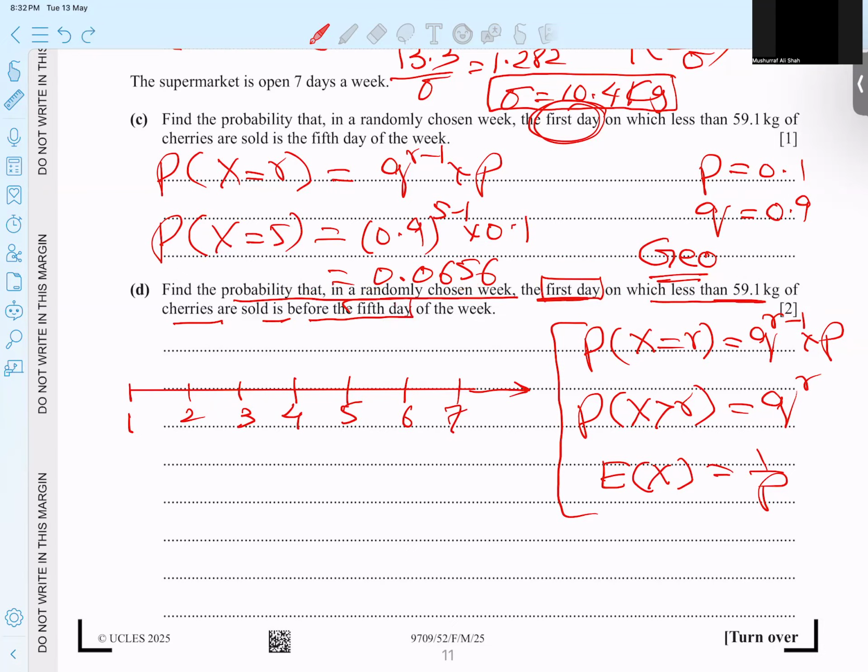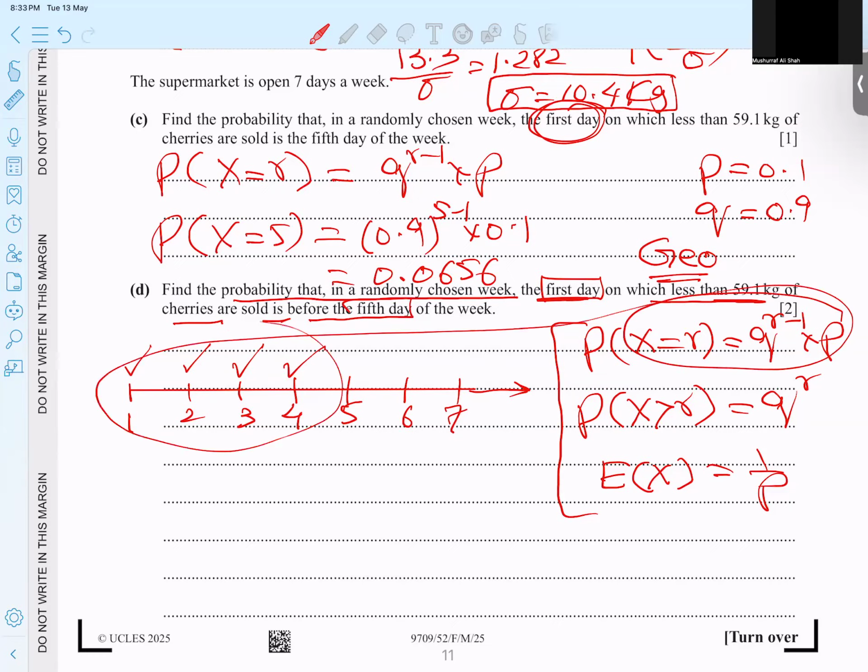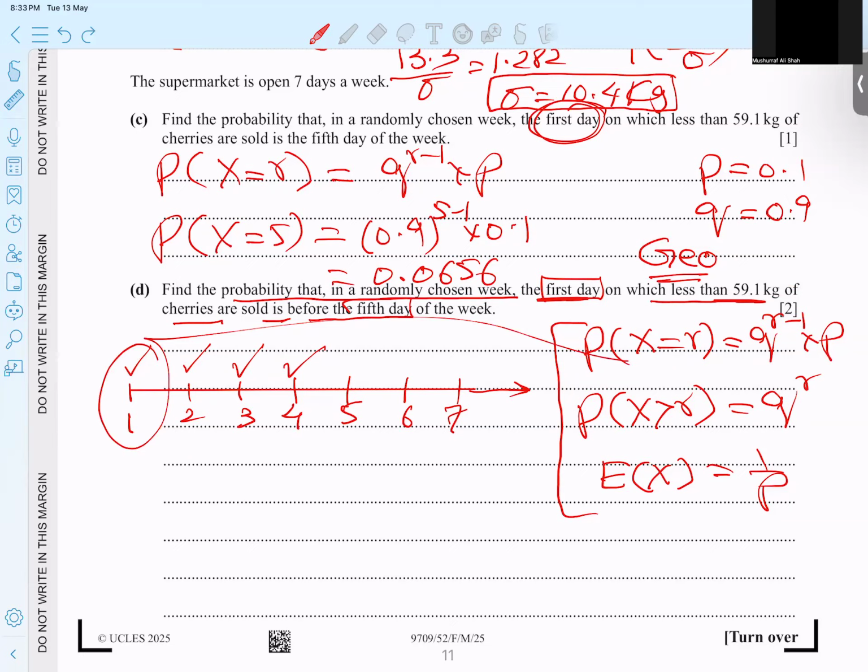It means it may happen on the first day, correct? It may happen on the second day, correct? Maybe it first happened on the 3rd day, correct? Maybe it first happened on the 4th day, correct? But he said before 5. So it means we have two ways to answer. Use the upper formula 4 times. I repeat my words: one time R value 1, one time R value 2, one time R value 3, one time R value 4. That's it. And this is my answer.